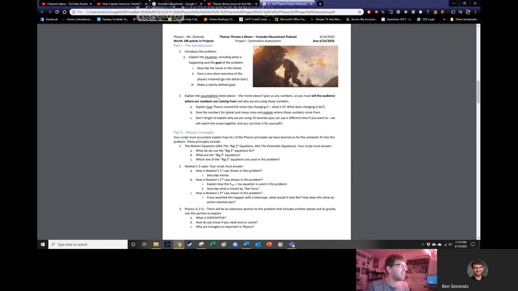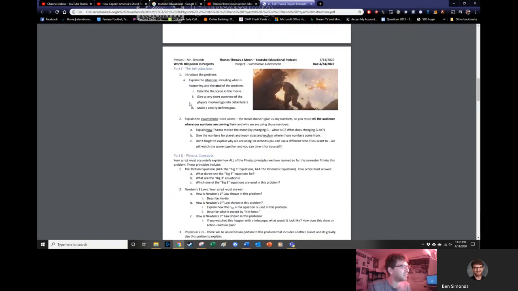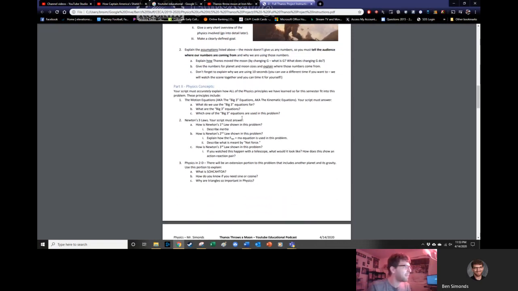This is similar to the child falling off a chairlift or Thor falling out of the aircraft. Both of those times we had to make some assumptions about where our numbers came from. This is no different than that. Make sure you talk about that. So that's the introduction. Introduce the problem, what's going on, introduce the numbers and where they came from.